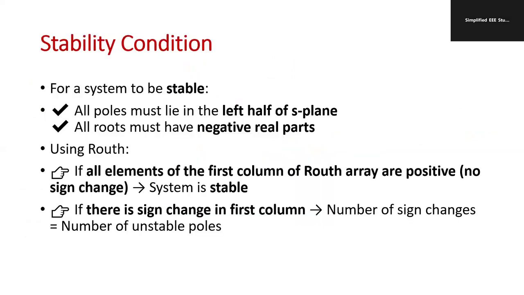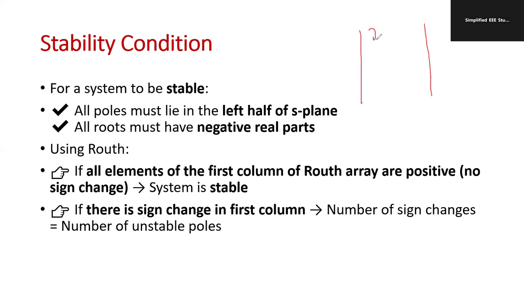Once you formulate the Routh array, we can predict whether the system is stable or not. Suppose all elements are positive. That means there is no sign change. If there is no sign change, we can say all the poles are in the left half of the S plane. If there are two sign changes, then remember that the system is unstable and there are two poles in the right half of the S plane.